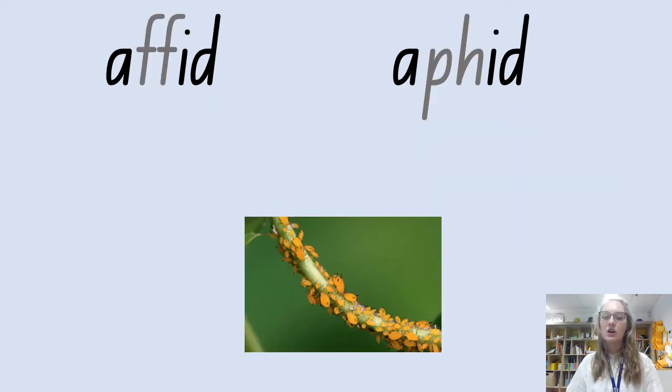Okay, aphid or aphid. Now remember, double F must be next to a short vowel. So that if it was this one, it would be aphid, which is not right. So it has to be aphid.